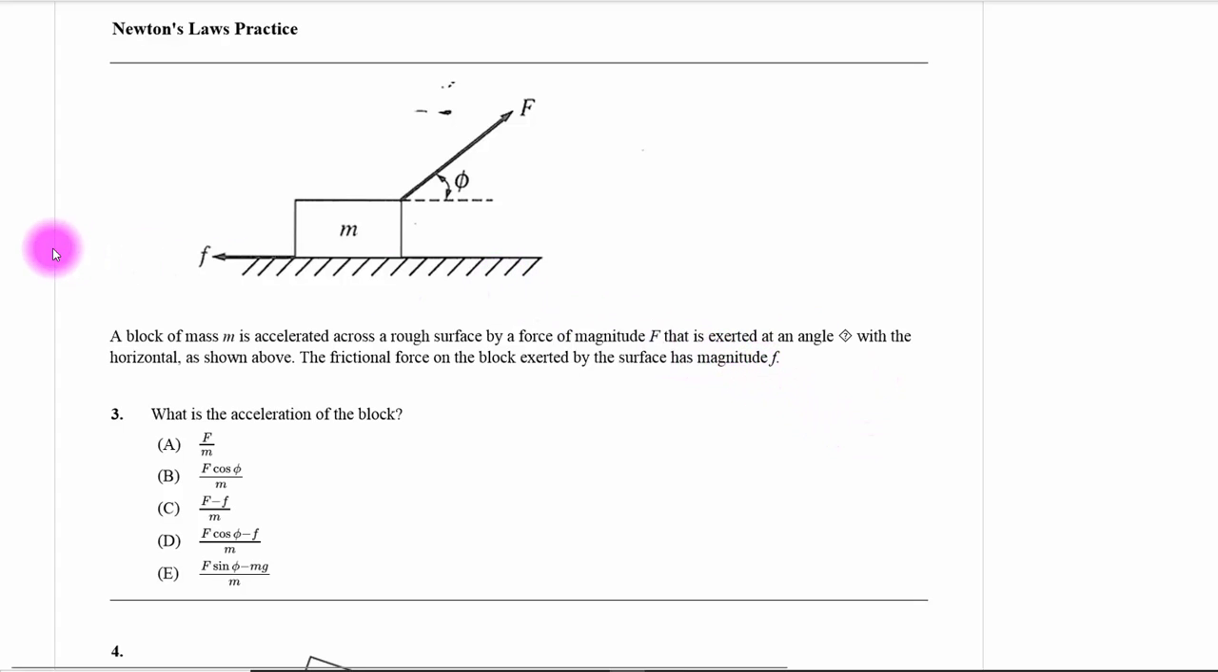So if we do a little free body diagram for this problem, you don't need to do a free body diagram, but it can often be very helpful in terms of setting it up. We would have a gravitational force down, normal force going up. These are not being drawn perfectly to scale. Then we have the force F going at the angle phi, and we've got frictional force. They're using little f, and it looks like this.